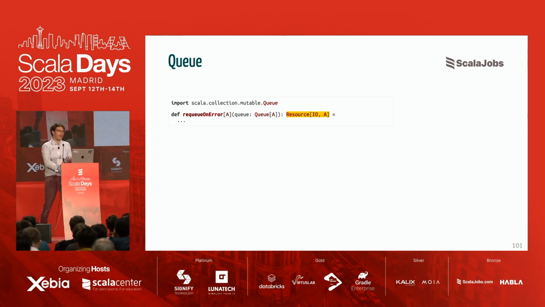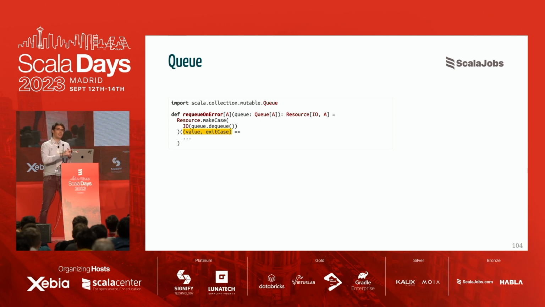And how do you implement it? You have another constructor. It's Resource.makeCase. Previously we've seen Resource.make. Here it's makeCase. And what's the difference? The initialization is the same, but the finalization logic is slightly more complex. Now we have two parameters.